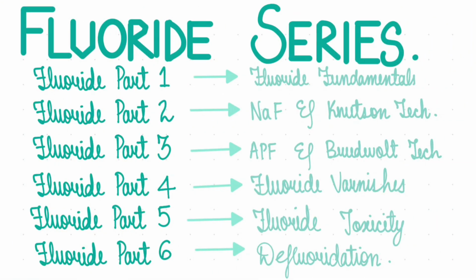So, this is how the fluoride series is going to look. This is fluoride series part 1, where we are going to see the fundamentals of fluoride. In part 2, we'll study neutral sodium fluoride and the Knudsen technique. In part 3, we are going to see APF and the Brudewald technique. In part 4, we'll study fluoride varnishes, which is one of the most important lectures in the fluoride series. Then we'll study fluoride toxicity in part 5, and defluoridation and the Nalgonda technique in part 6.